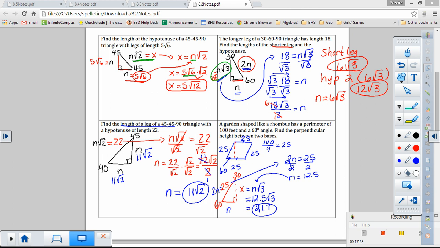them throughout the problems. So I'm going to stop the video here, and I'm going to do a second video for the word problems on the second page of your notes for section 8.2, the special right triangle section.